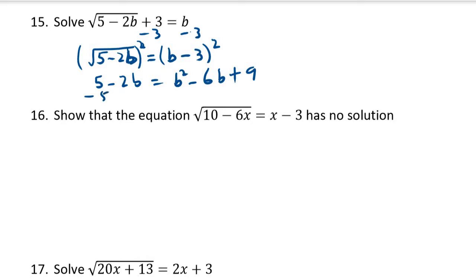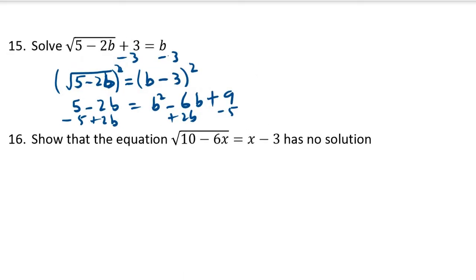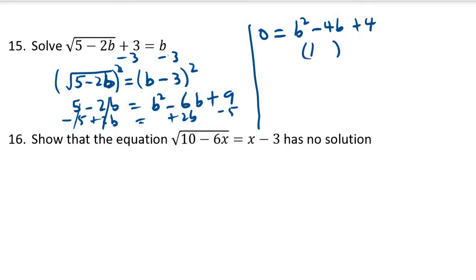Then add 2b and subtract 5, and let's go on to the other side. So that will be 0 equals b squared minus 4b plus 4. If you factor this, it's going to be b minus 2 times b minus 2 equals 0. So it's only one b, so b equals 2, all right?